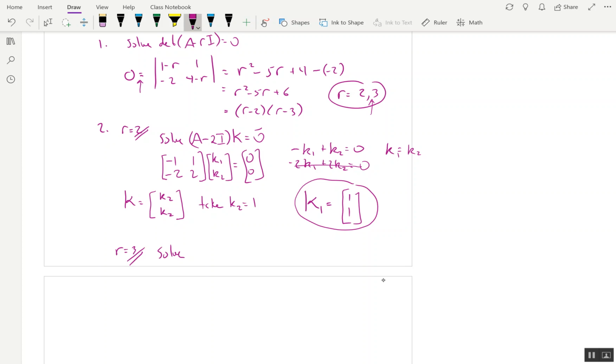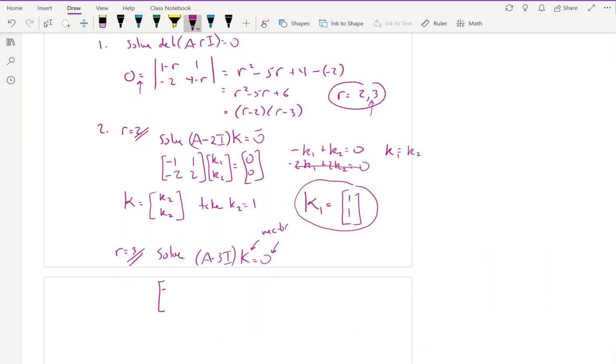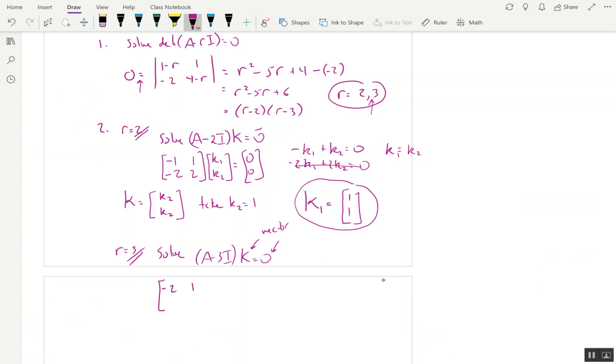We're going to solve A minus 3I times big K is 0. Now this is a vector and that's a vector. So let's write out what those are. A minus 3I, take A and subtract 3 off the main diagonal, and we get negative 2, 1, negative 2, and 4 minus 3 is 1. And then K1, K2 equals 0, 0. So that gives me two equations.